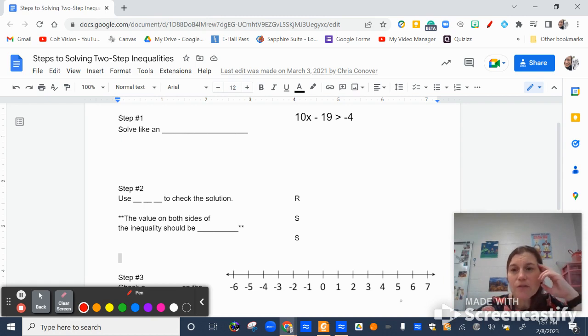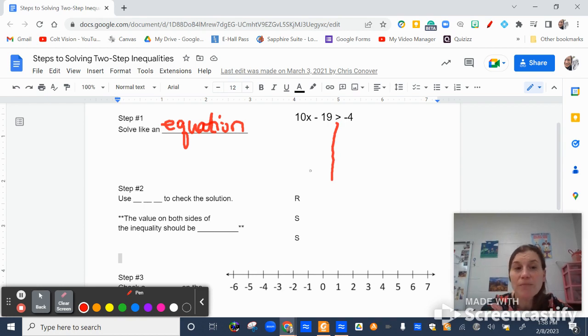So here are our steps. First, we're going to solve this two-step inequality. It's called two-step because we're multiplying x by a number and then subtracting something from it. So there are two things being done, and we need two steps to solve it. We're going to solve it just like an equation, using our same equation solving strategies. I'm just going to draw the line down and pretend it's an equal sign.